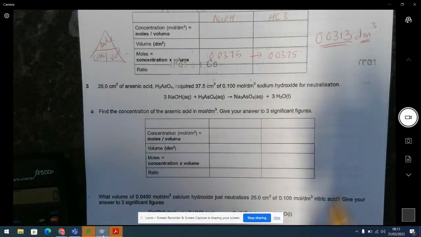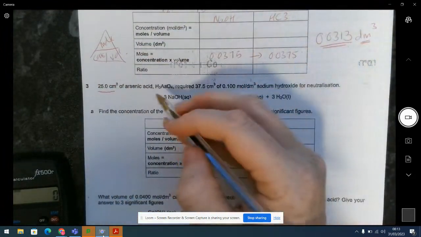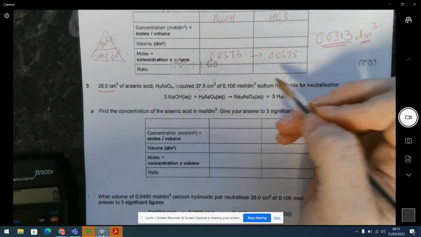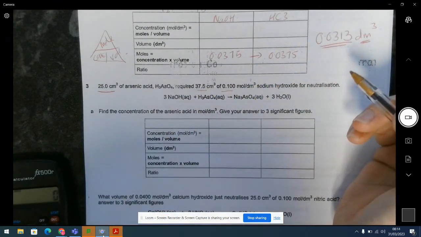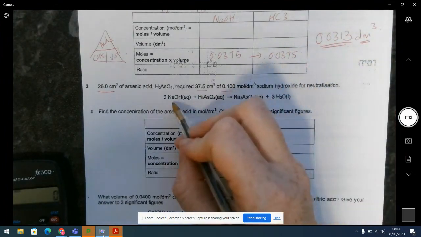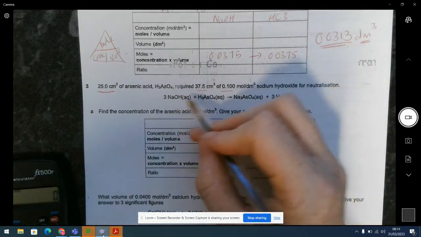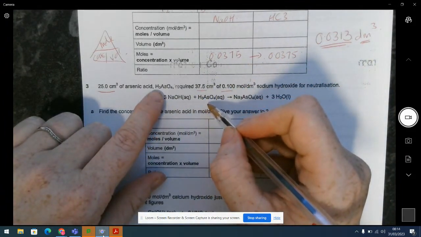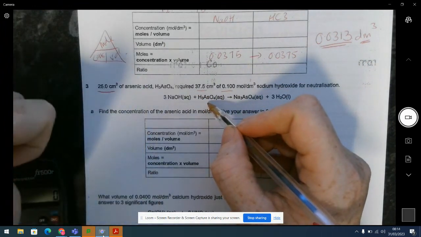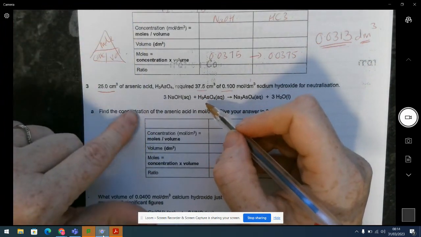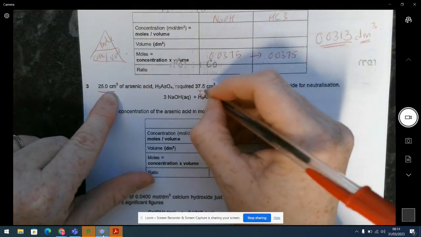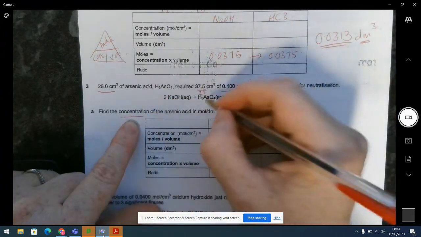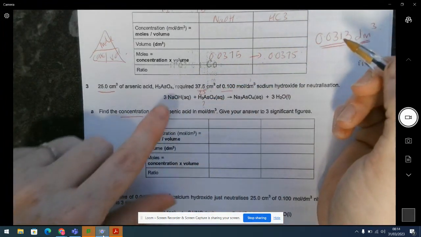Okay, next one. We have 25 centimeters cubed of arsenic acid required 37.5 centimeters cubed of 0.1 molar sodium hydroxide for neutralization. Here is the equation. So it's again these 2 that I'm looking at. This is the acid, and it's given me the formula because it's not one that you're supposed to know. There are only 3, hydrochloric, sulfuric and nitric acid, that you need to know. So I know I've got 25 centimeters cubed of that acid. I don't, however, know the concentration. That's what I'm trying to work out.